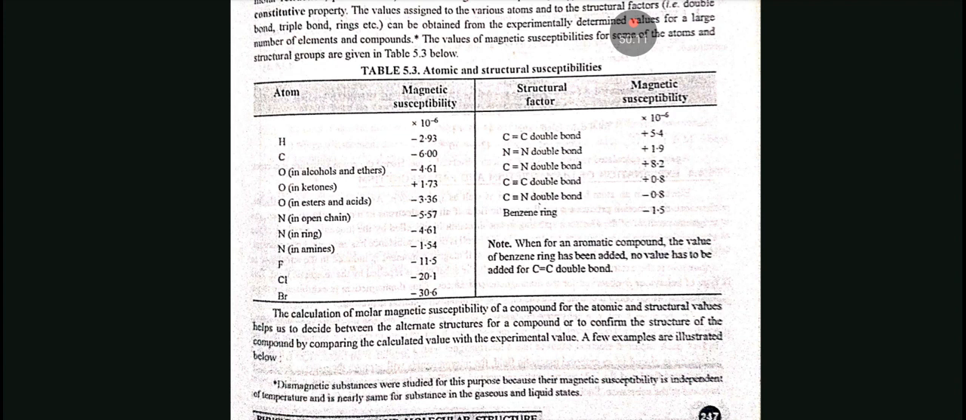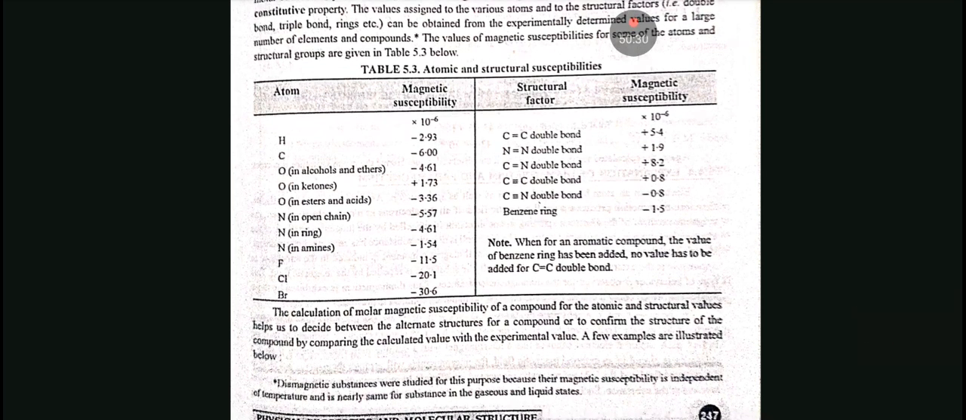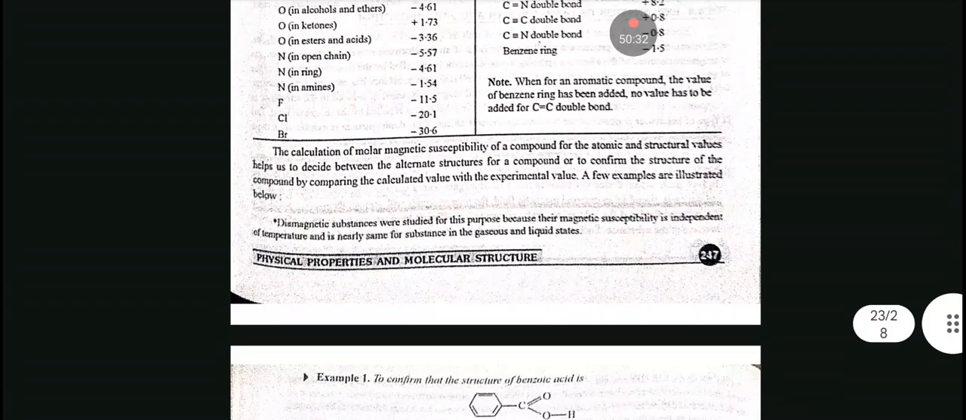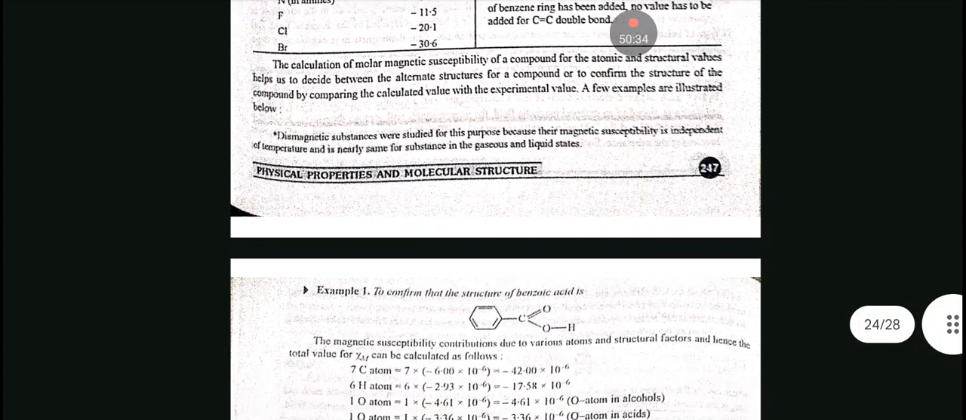Structural factor: carbon double bond, nitrogen double bond, carbon-nitrogen double bond, carbon triple bond, nitrogen-carbon double bond, benzene ring. And their magnetic susceptibility: minus 5.4, 1.9, 8.2, 0.8, minus 1.5. The calculation of molar magnetic susceptibility of a compound from atomic and structural values helps to decide between the alternate structures for a compound.